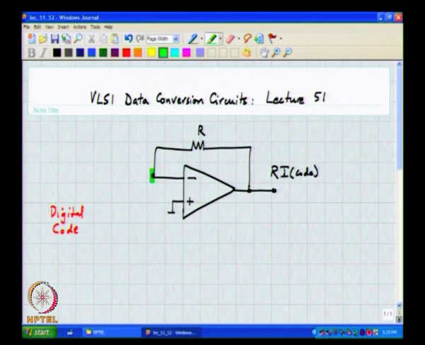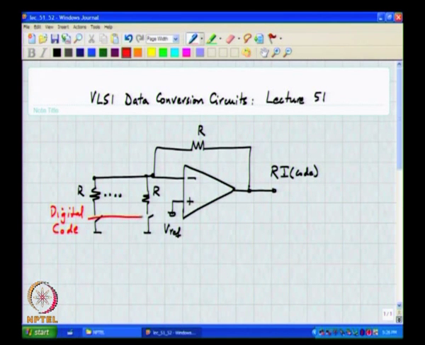Or, exploiting the fact that this is a virtual ground node, one could have, for instance, make this Vref, and you have a whole number of identical resistors R, and depending on the digital code you can either leave R floating or you can ground it.